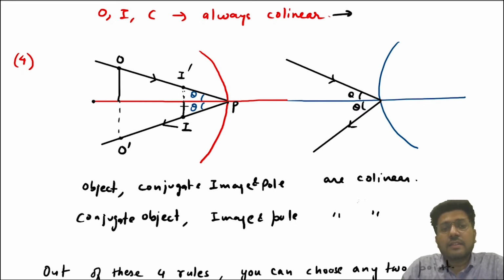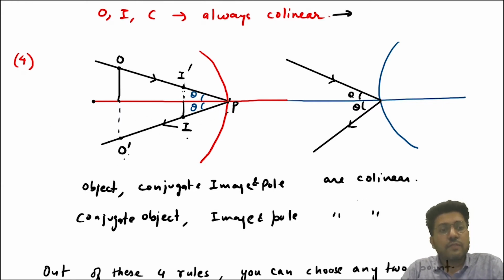Then this is the image and this point I dash is called the conjugate of the image. This is the symmetric point of the image on the incident ray. All right, so this is the conjugate point. The object, the conjugate point of the image and the pole are always collinear. Similarly, if this is the object, this is O dash. O dash is the conjugate point of the object on the reflected ray. The conjugate point of the object, the image and the pole are always collinear.